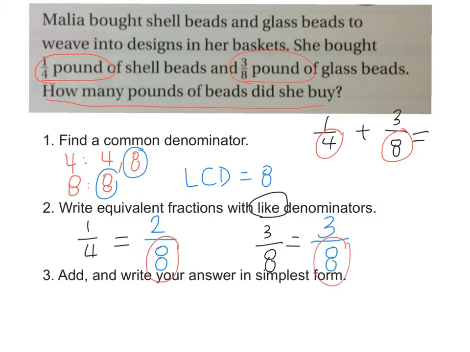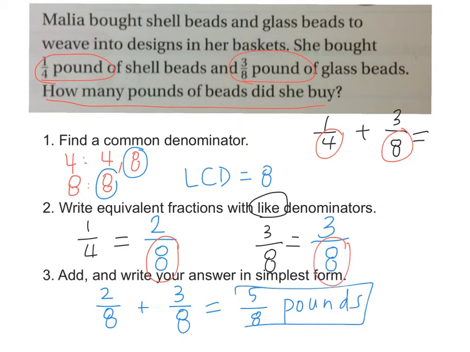Once I have the same denominators, I'm ready to add. So I can do 2/8 plus 3/8. If I have 2/8 and I add another 3/8, how many 8s do I have altogether? 5/8. Then I check, is 5/8 in simplest form? Yes. The last thing to check is the units. 5/8 what? Donuts? Cats? Inches of rain? 5/8 pounds of beads. I could also just write 5/8 pounds, and that would be my answer.